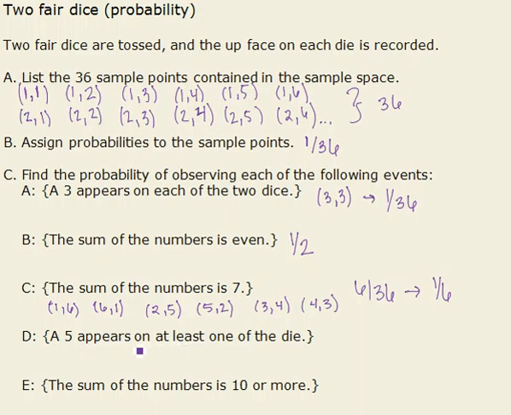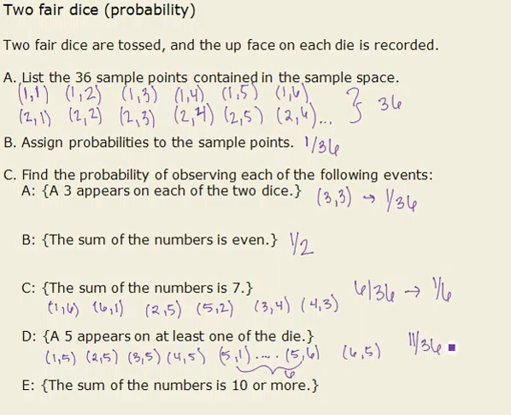A 5 appears on at least one of the dice. Well, a 5 would appear when we have 1,5, 2,5, 3,5, 4,5. Then when we get to the 5s, 5,1, 5,2, 5,3, 5,4, all the way through 5,6, there would be 6 total points in that one, as we mentioned above. And then our final one would be 6,5. So there would be 1, 2, 3, 4. Add all 6 of those, you'd be at 10. And one more is 11 out of 36. And that cannot be reduced.